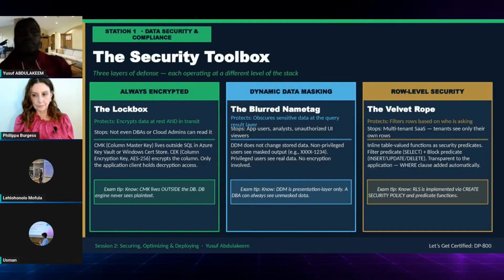And in DP-800, you are also going to be looking at row-level security, which filters rows based on who is asking. Then multi-tenant systems as a software, where each tenant sees only their own rows.